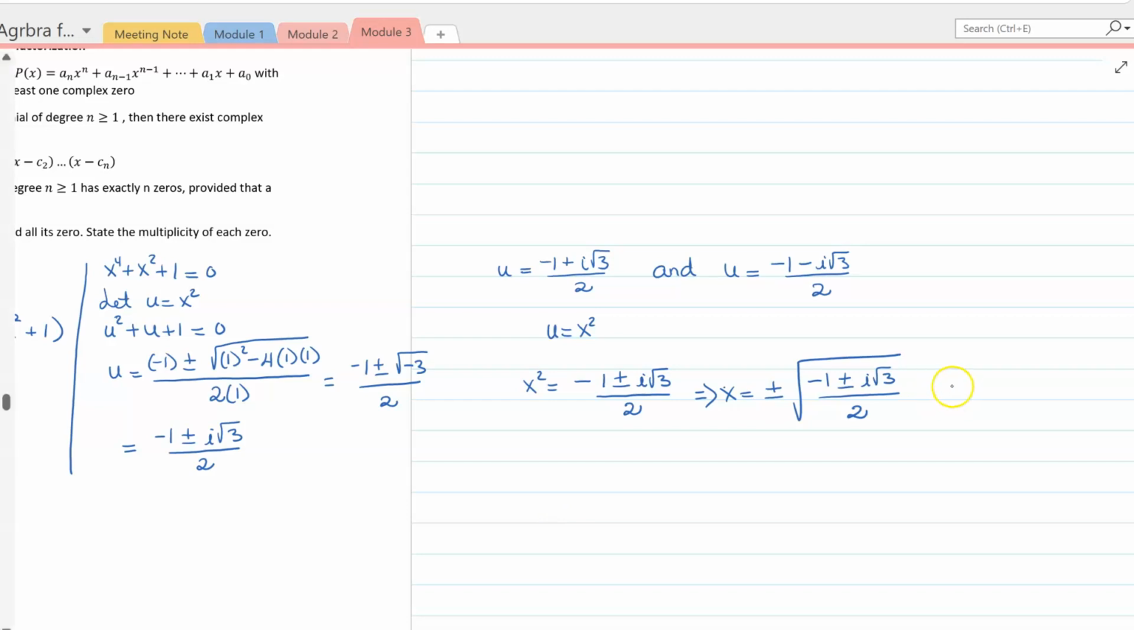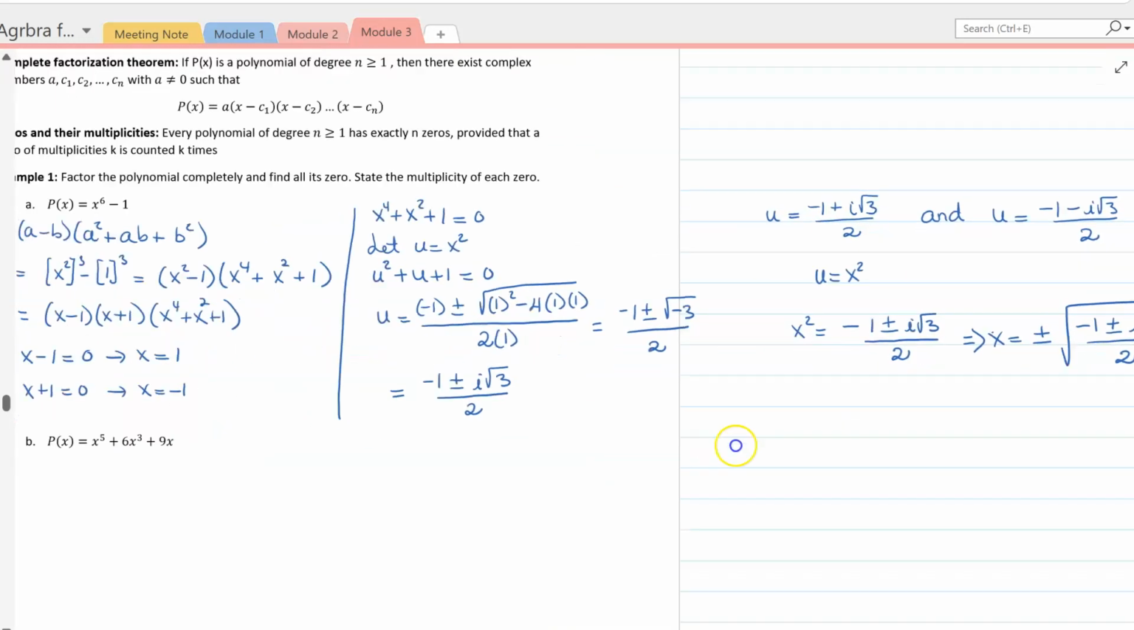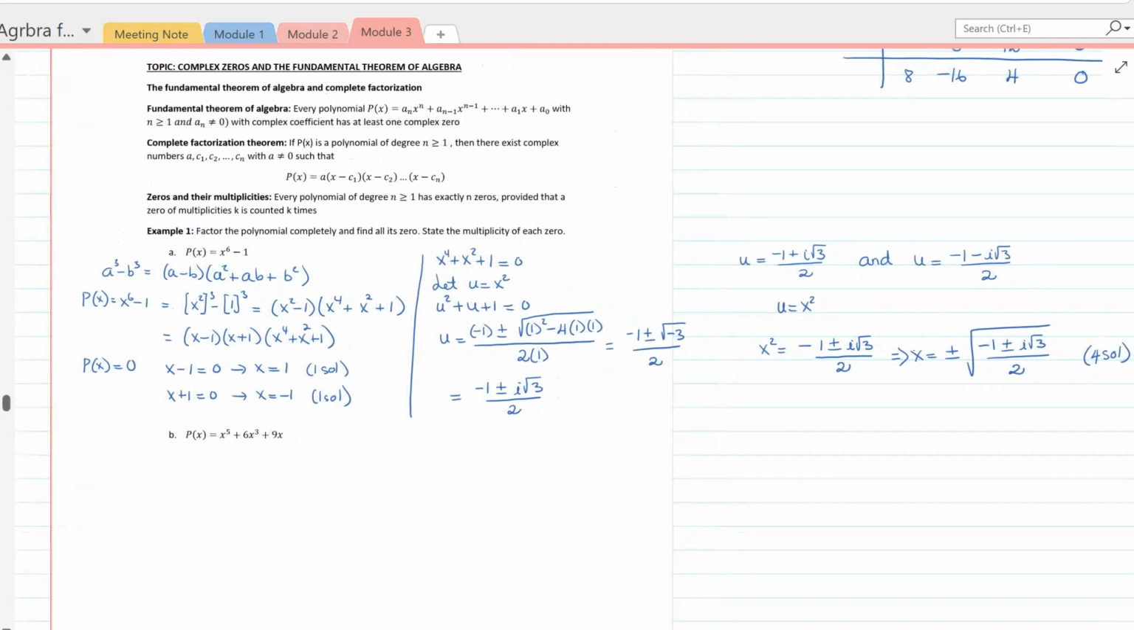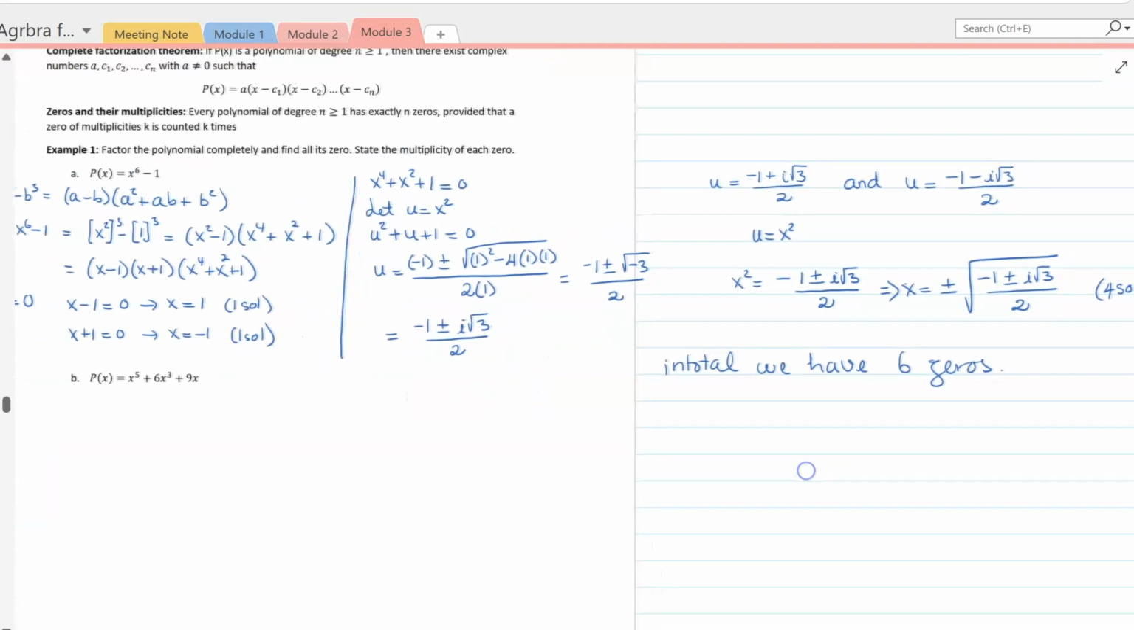we have 4 solutions here. So 4 solutions. Okay. And here you get 2 more. So in total we have 6 solutions. So there are 6 zeros of this polynomial. We have 4 complex and 2 real.